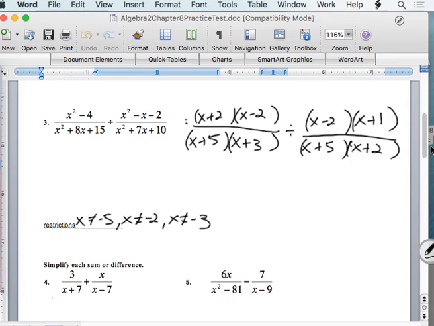Now, this was division. I don't think we're supposed to divide fractions. But so you take your restriction, because we're going to get some more. Anything that's in the denominator gives us a 0. So it's flipping time. We have x plus 2 and x minus 2, x plus 5 and x plus 3, but now we're going to do multiplication by flipping the second one.